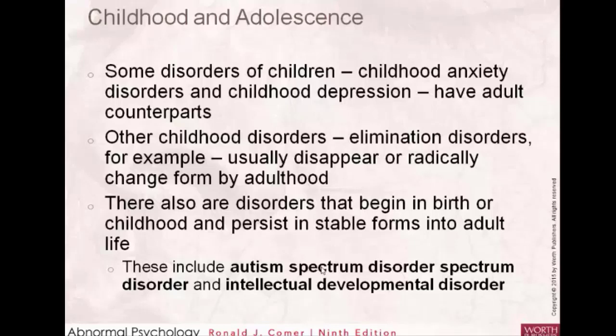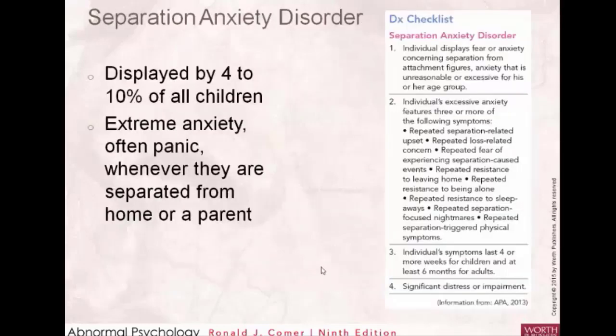And then a third possibility is that there may be a type of disorder that develops during very early childhood, even potentially is present at birth, and then continues on throughout the entire lifespan. So during this lecture video, we're also going to be talking about autism spectrum disorders, intellectual developmental disorder. We're going to talk about ADHD later on as well.